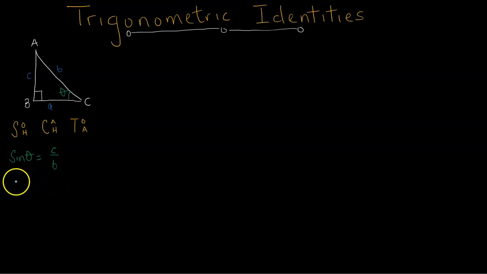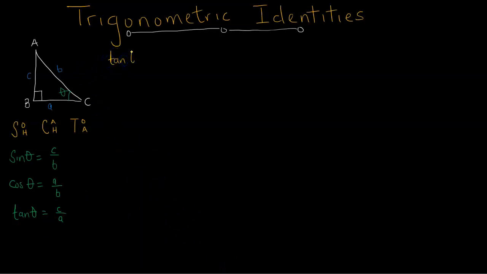Similarly, the cos of theta is going to be the ratio of the adjacent to the hypotenuse. So this is the opposite, this is the hypotenuse, so the line BC is the adjacent. So we've got lowercase a over the hypotenuse, that's lowercase b. And finally, tan of theta is equal to the ratio of the opposite, that's lowercase c, over the adjacent, that's lowercase a.